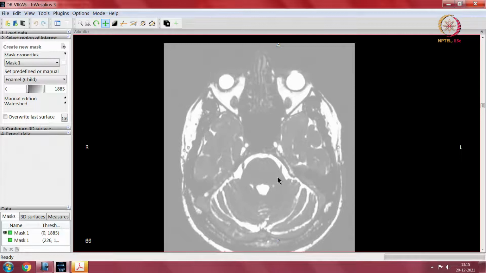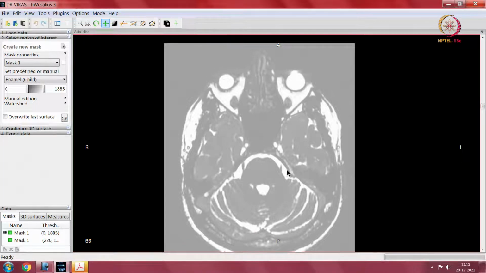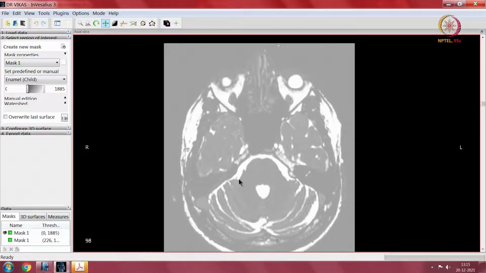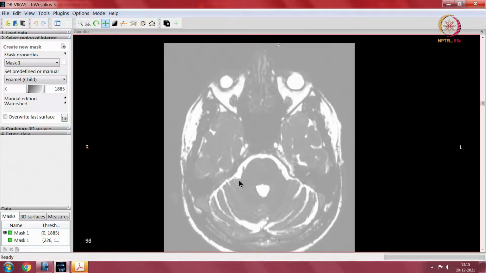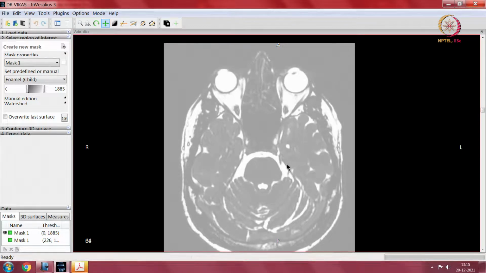Lower down, this is the fifth nerve, both the fifth nerves. Sixth nerve here, I am not sure whether the imaging is showing the sixth nerve on this side. It is not. I am not able to make out the sixth nerve. Sixth nerve goes somewhere there.